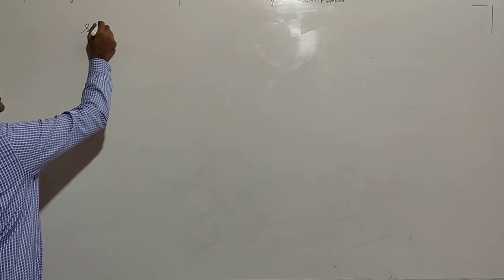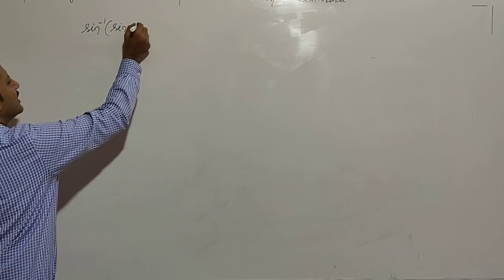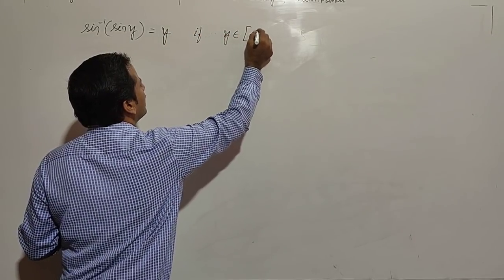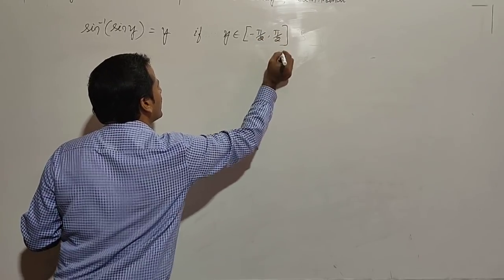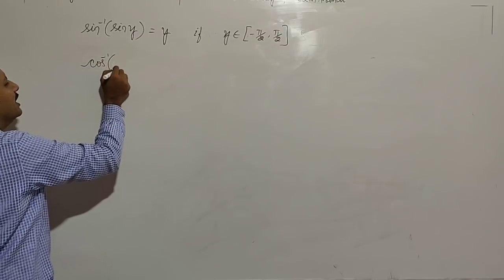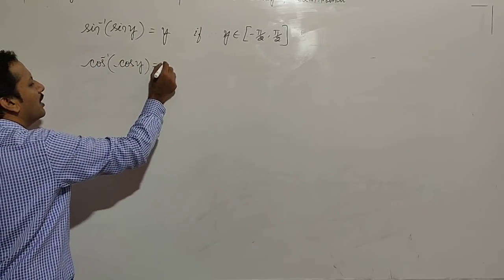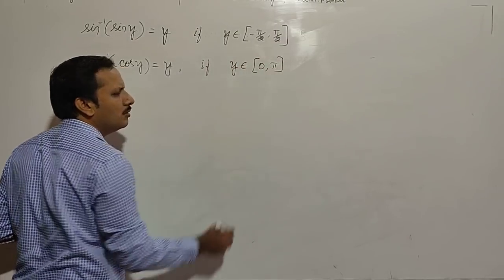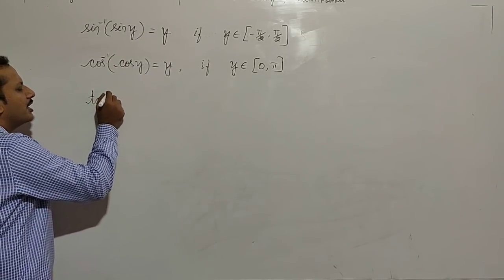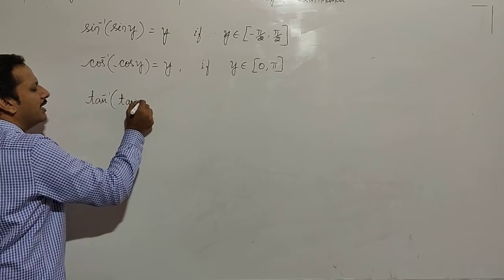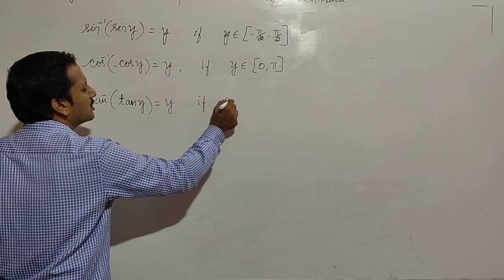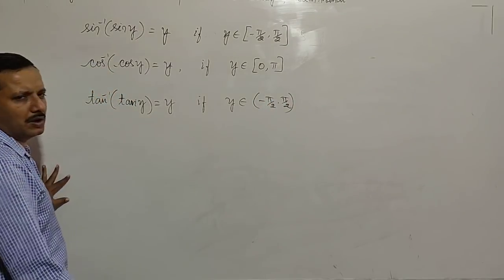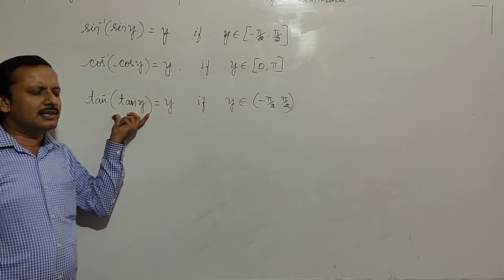Sin inverse of sin y is equal to y if y belongs to the closed interval -pi by 2 to pi by 2. Cos inverse of cos y is equal to y if y belongs to the closed interval 0 to pi. Tan inverse of tan y is equal to y if y belongs to the open interval -pi by 2 to pi by 2. So these are the 3 formulae you should know.